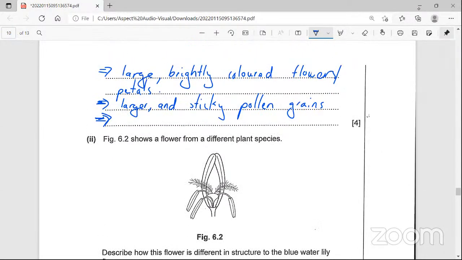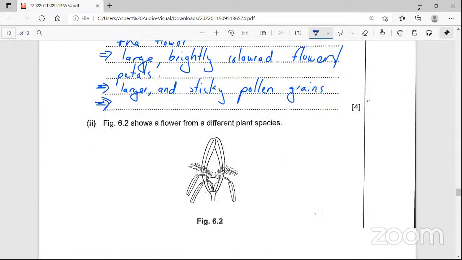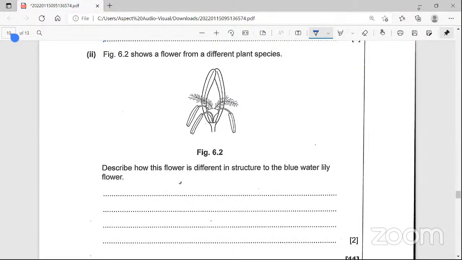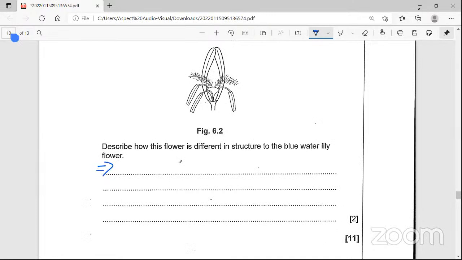Right. Now figure 6.2 shows a flower from a different plant species. Describe how this flower is different in structure to the blue water lily. Right. So we need to look at its structure. The anthers are hanging outside the flower. Right?